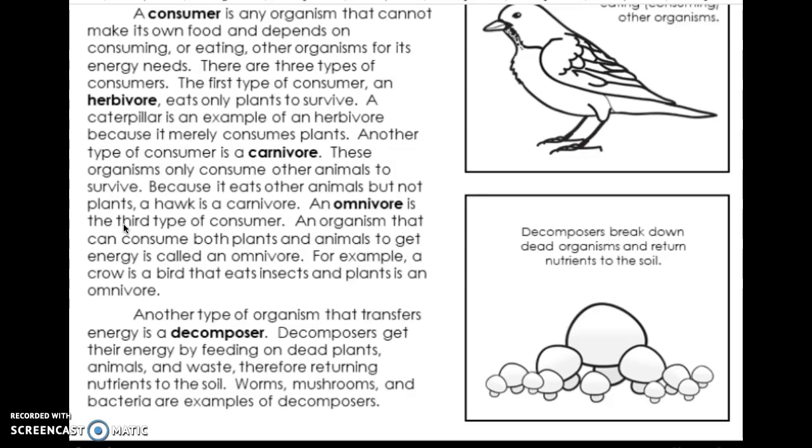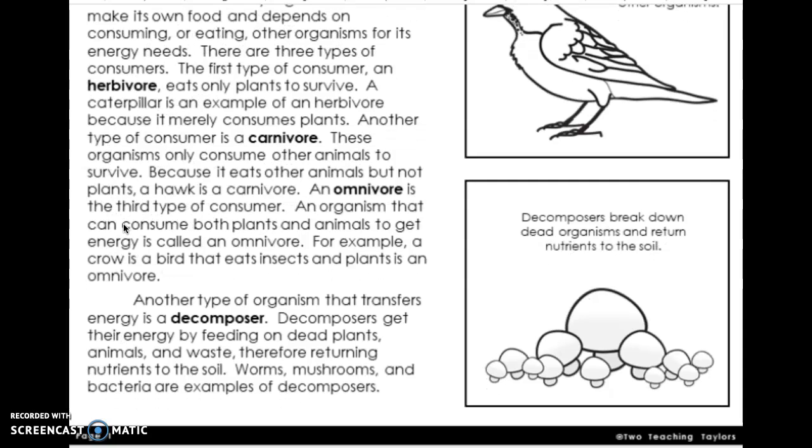Another type of consumer is a carnivore. These organisms only consume other animals to survive. Because it eats other animals but not plants, a hawk is a carnivore. An omnivore is the third type of consumer. An organism that can consume both plants and animals to get energy is called an omnivore. For example, a crow is a bird that eats insects and plants, so it is an omnivore.